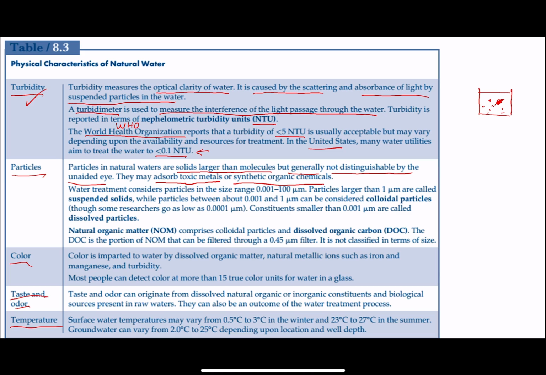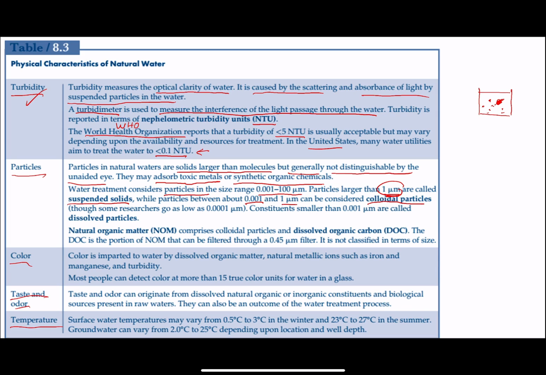Of course, water treatment considers particles in the size range of 0.001 to 100 micrometers. Particles larger than 1 micrometer are called suspended solids. It's still suspended in water. While particles between 0.001 and 1 micron can be considered colloidal particles. So there is a differentiation between suspended particles and colloidal particles.